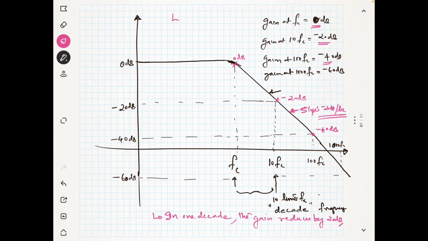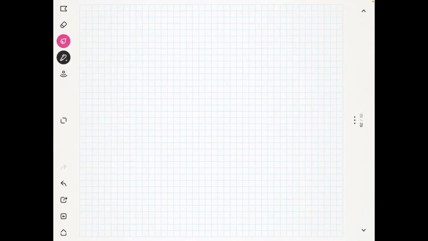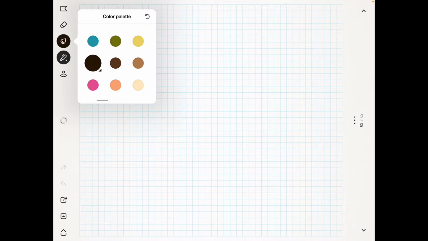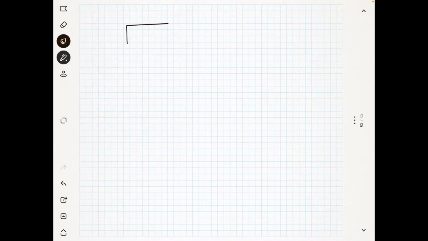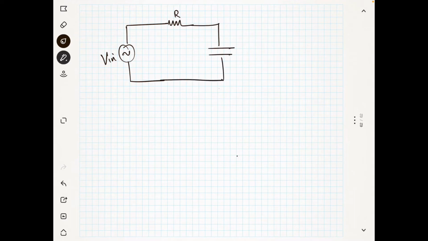So this is a low pass filter now, and if the slope is minus 20 dB per decade, I can actually realize this circuit in the following way. Suppose you have a V in, you know that this is R and this is your capacitor. I am talking about the low pass filter realization, and there is a capacitor here, and this is your V out.